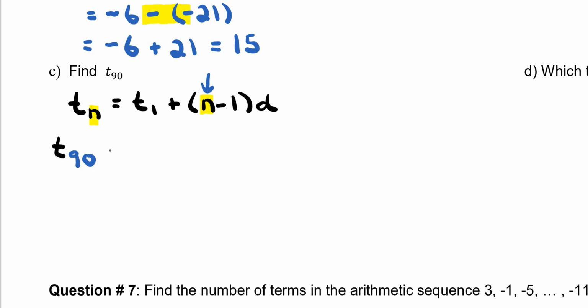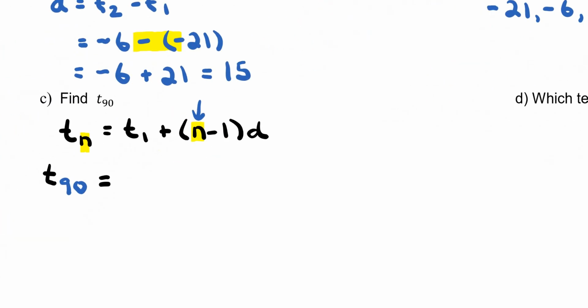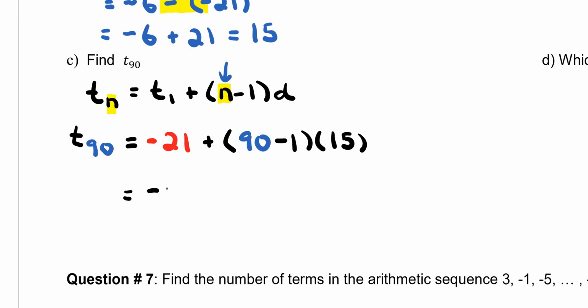Now we need my first term, and from our first sequence we know our first term is negative 21. So I'll put this in red here: negative 21 plus bracket 90 minus 1, and our common difference was 15 as calculated in part A. Now we can do some more calculations. This is negative 21 plus 89 times 15.